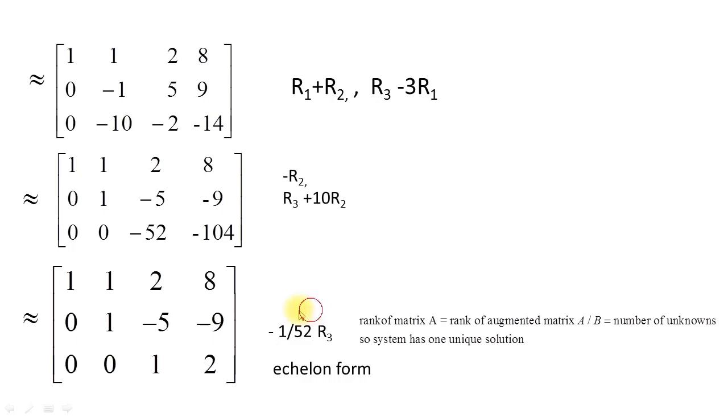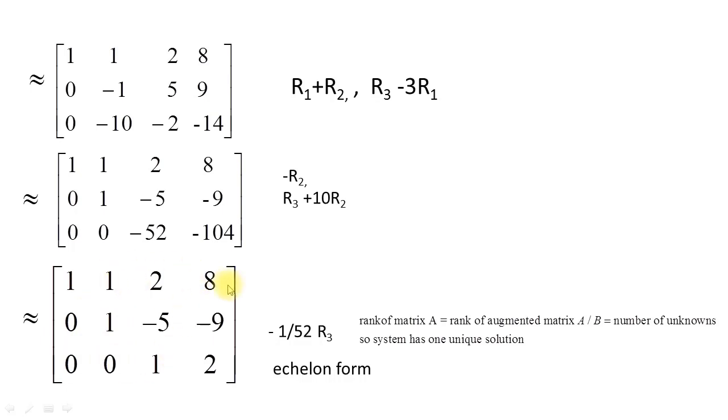Now, at this position, dear students, note that whether the system has a unique solution or infinitely many solutions or no solution, we need to observe the rank of the augmented matrix. This is matrix A and the full matrix is the augmented matrix. The rank of matrix A is 3. This is the matrix A. There are 3 non-zero rows in this matrix A.